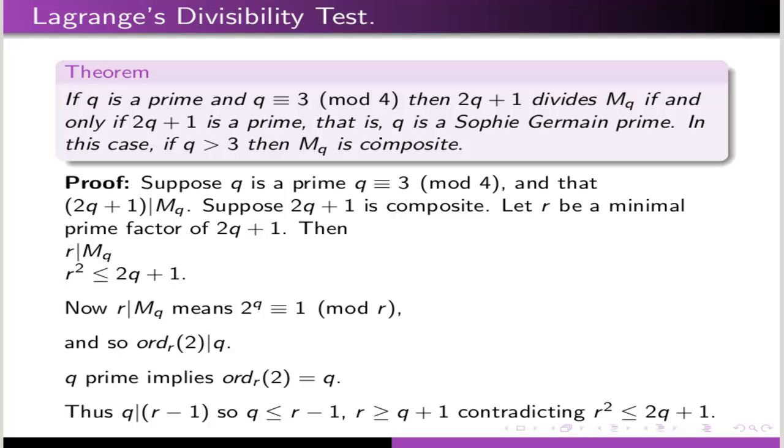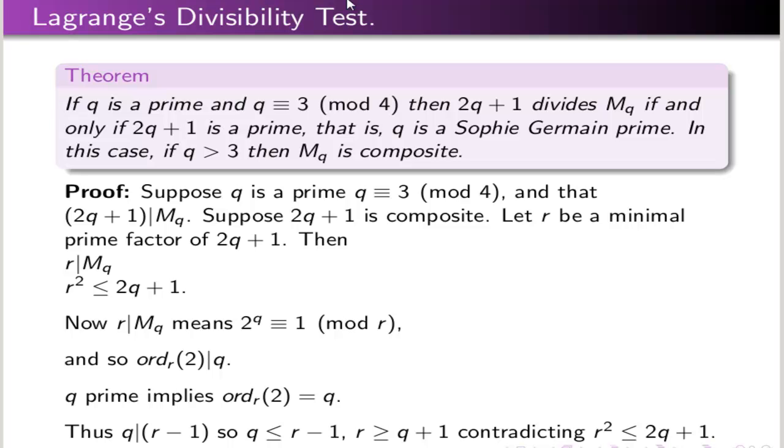So that's why the prime 11 failed when we looked at it earlier, why MQ was not a prime. It's because 11 is a Sophie Germain prime, and 11 is congruent to 3 mod 4. So in the case where we have a Sophie Germain prime and Q is greater than 3, it follows that MQ is composite. Now the reason I need Q to be bigger than 3 is: if Q equals 3, then M3 equals 7, and 2Q plus 1 is 7. So it's not giving us a proper factor.